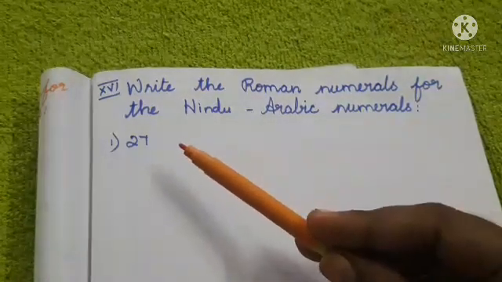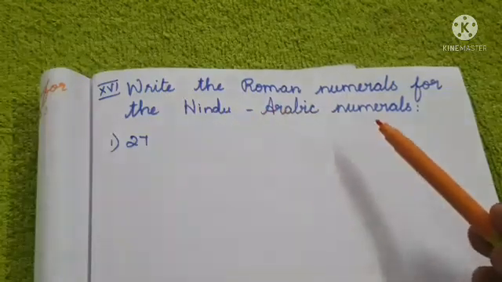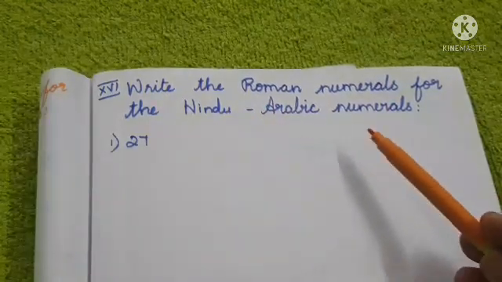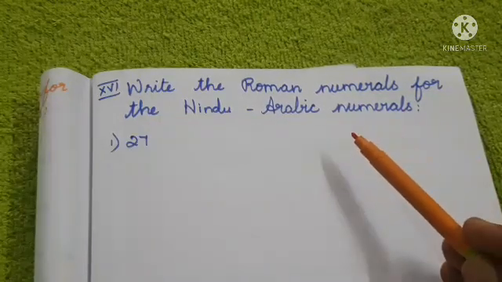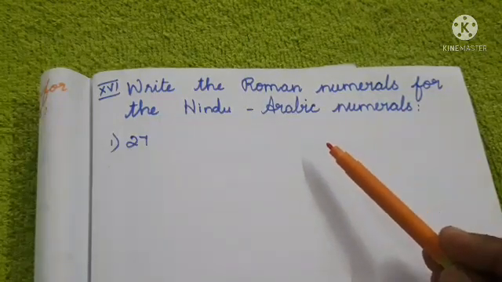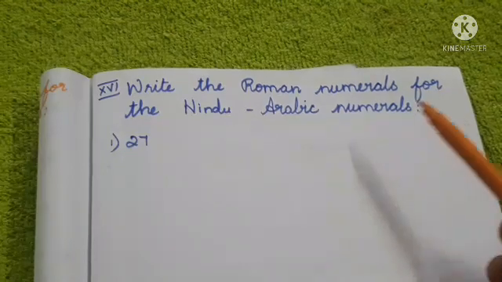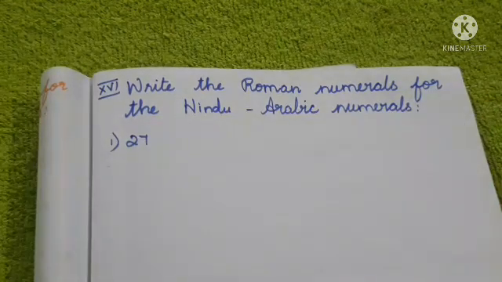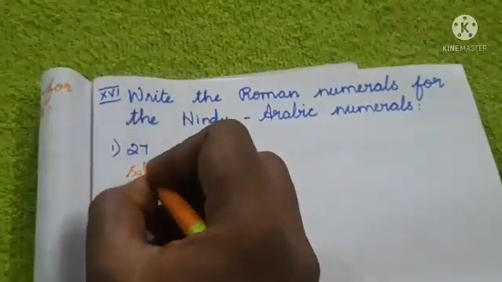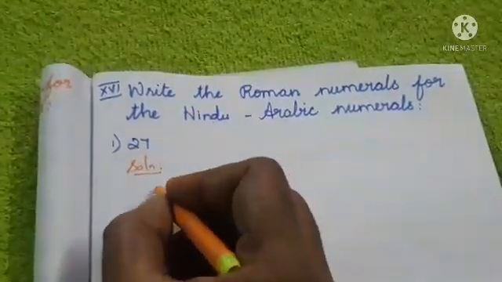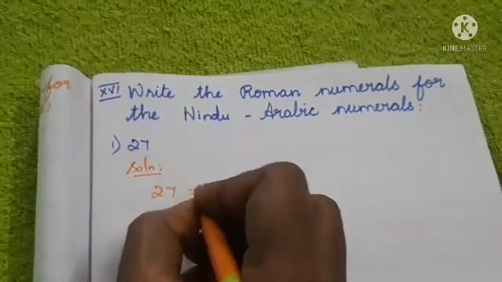So Roman number 16, we have to write the Roman numeral for the Hindu-Arabic numeral. Here they will give the Hindu-Arabic numeral, and we want to write the Hindu-Arabic into Roman numeral. So our question is what? My first one, 27. So we can write the solution, and we have to write the question as it is, 27.